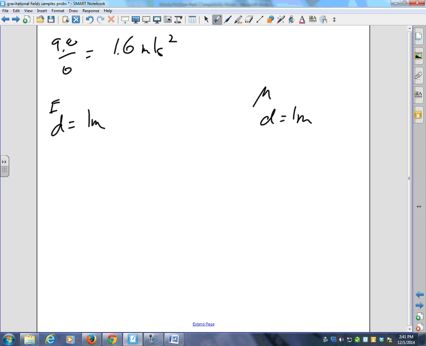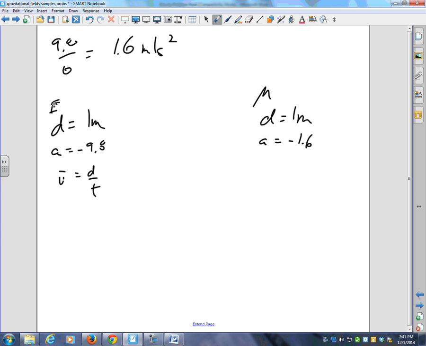Can we just set the distance to be a 1 meter height? Sure, as long as it's the same for both, right? And here the acceleration is minus 9.8, and here the acceleration is minus 1.6. Okay? Velocity equals distance over time. Do I know the average velocity? I don't know the average velocity, do I? And I don't know the time. The only thing I know is distance. It's going to be one of those kinds of questions.